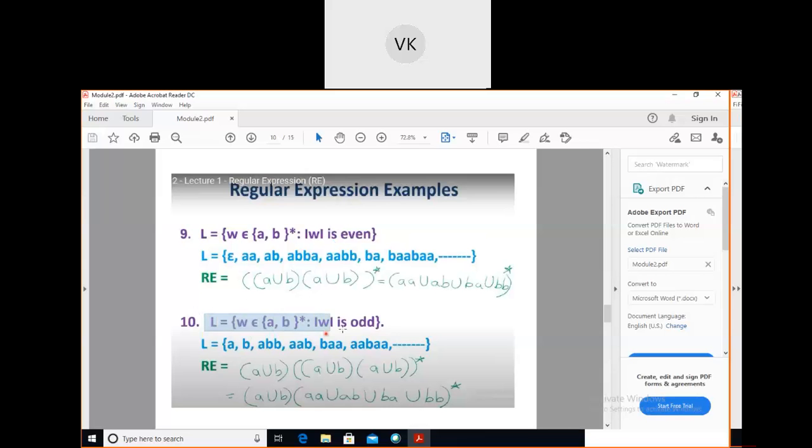L is equal to W, a set of strings over the alphabet A and B star, such that the length of W is odd. The length of W is odd means what here? I may have all possible combinations: one time A, one time B, A B B, A B B, any possible combinations. One time, 3 times, 5 times, 7 times, with any possible combinations of A and B here.